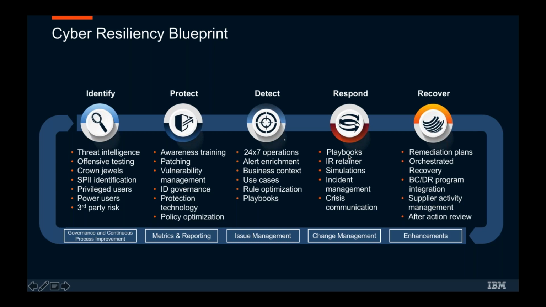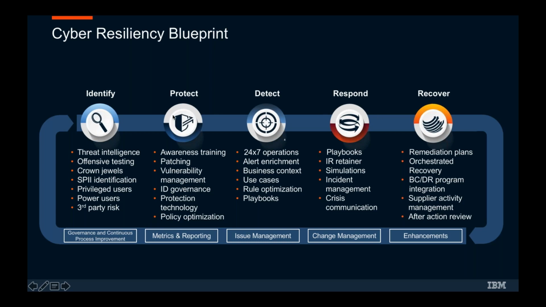The best way to really create these is through simulations, and so going through a broad variety of simulations to see how your organization would have responded to existing attacks, to ones that are known, and what the incident management and crisis communication plans are. And then from a recovery standpoint, having the remediation plans in place, an orchestrated recovery system in place that's part of our business continuity or DR program, and then supplier management, so we're looking at that third-party supply chain, and then reviews that take place after the action.